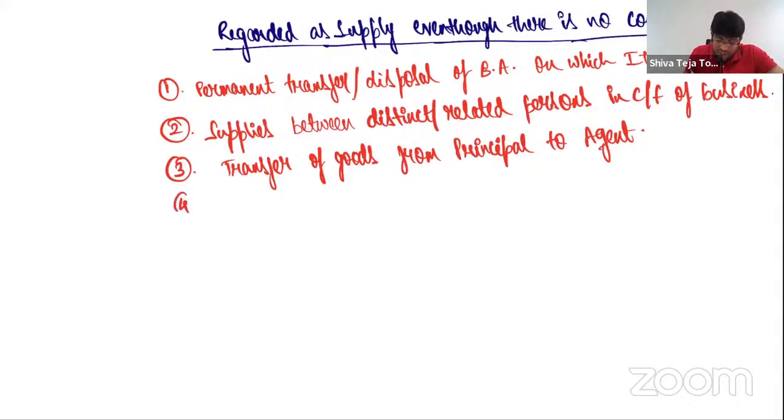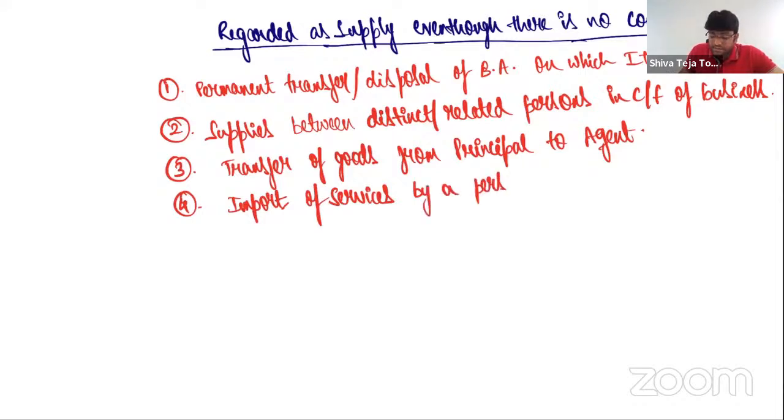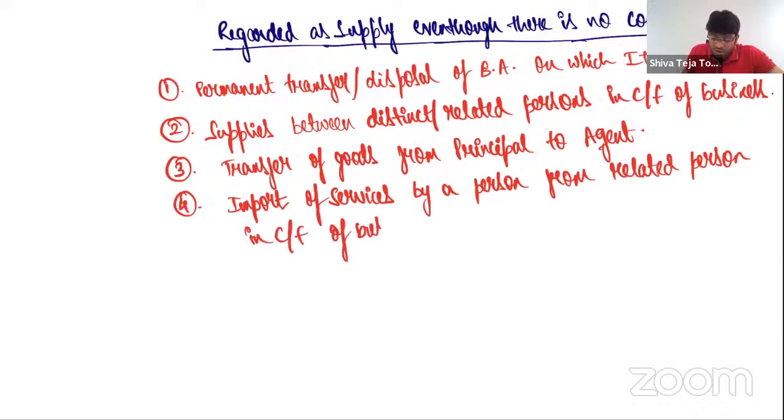And finally, the last one: import of services. Come on, what are we importing, my dear friends? Import of services by a person from a related person in the course or furtherance of business. So it is important to keep in mind that it should be in the course or furtherance of business.